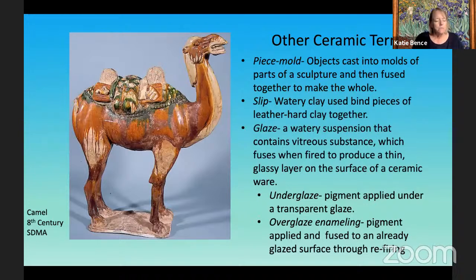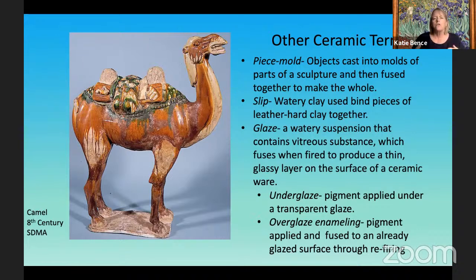So, other ceramic terms. Piece molds, as we learned from Ray, are molds used to cast parts of a sculpture. And then, just like they did with the bronzeware, they would create a mold for just part of a sculpture. For example, in this camel, if you look under the belly, you'll see that it's hollow. And its size, hollowness, and elaborate free-form shape indicate that it was created in sections using molds.